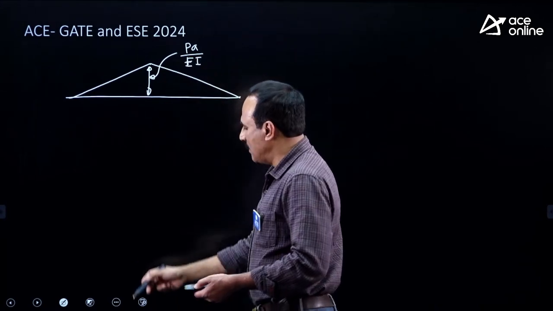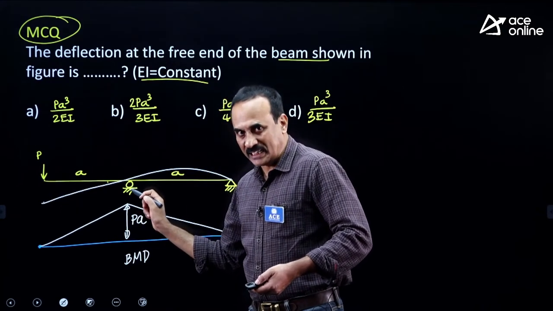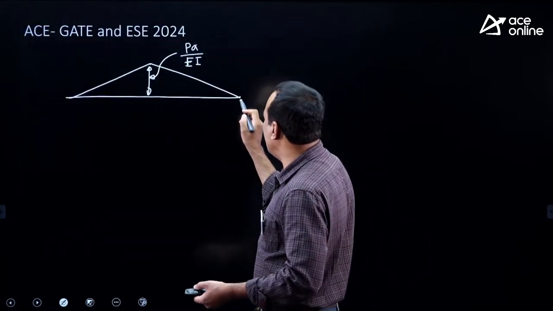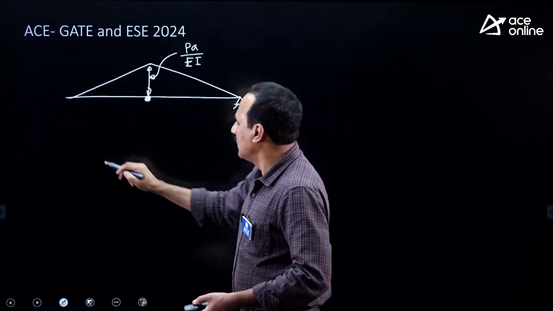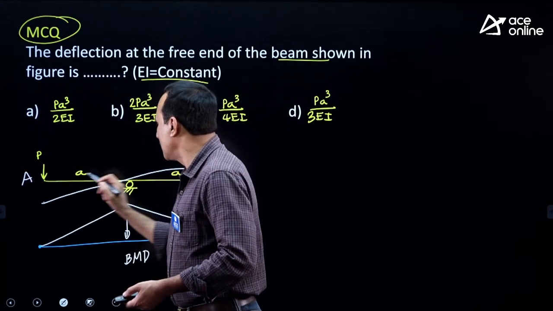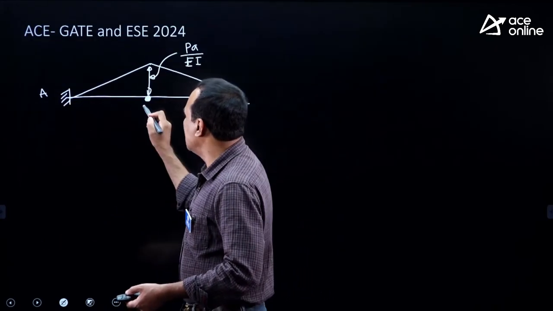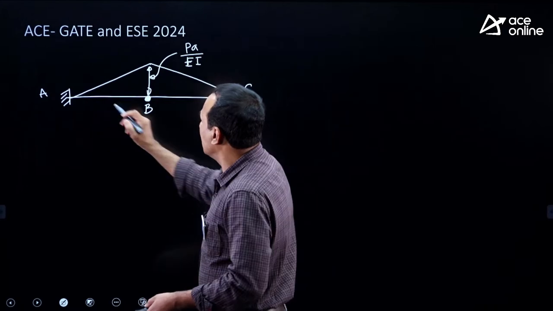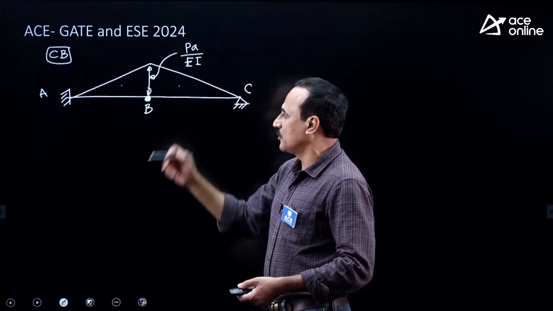Now we'll make the conjugate beam. The free end becomes fixed, the intermediate support becomes an internal hinge, and the end hinge becomes a hinge only. So if it is ABC, on the conjugate beam also this is ABC. This is a conjugate beam loaded with the M by EI diagram. This is a triangle, this is also a triangle.